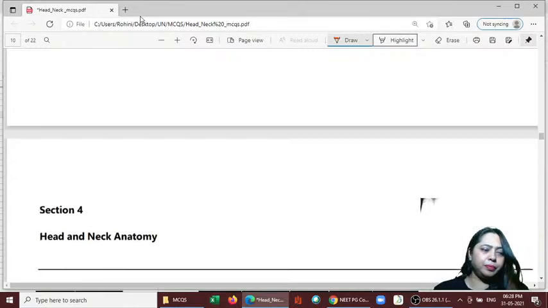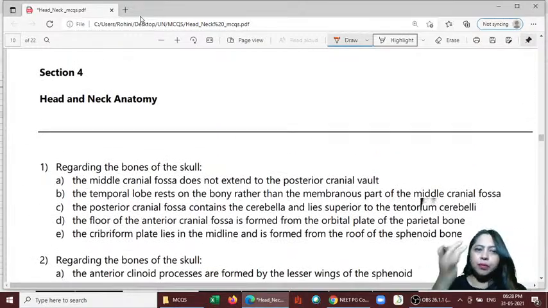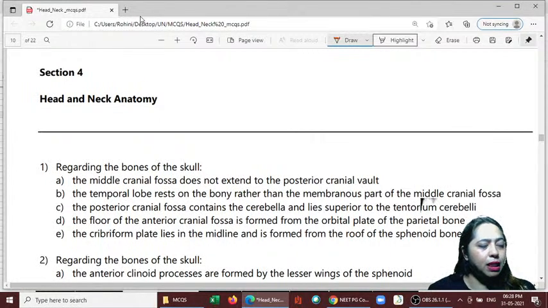Next one. We'll go to a little bit of head and neck anatomy. We'll take up these MCQs and see what we can find. Regarding the bones of the skull, the various statements are there. The middle cranial fossa does not extend to the posterior cranial vault. The temporal lobe rests on the bone rather than the membranous part of the middle cranial fossa.